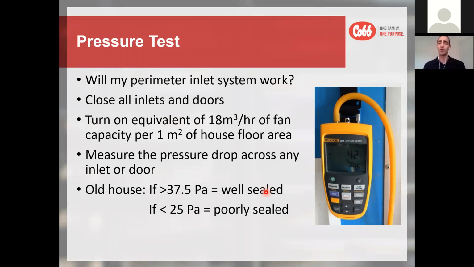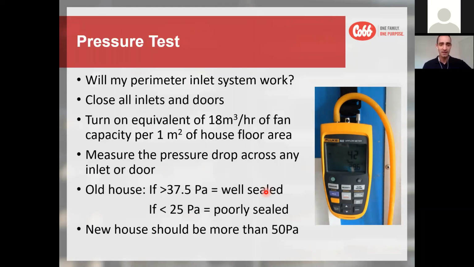And what you want, if you've got an old house, which I think a lot of the RCL Foods houses will be, old houses rather than new builds, is this: if your pressure is more than 37.5 Pascal, then you know you've got a well-sealed house, where almost all the air is going to be coming through the inlets only. Whereas if you've got less than 25 Pascal, then you know you've got a lot of leakage in that house, that there's air being pulled in from all sorts of cracks and leaks that need to be sealed. For new builds, you want to see that pressure being almost 50 Pascal or more.